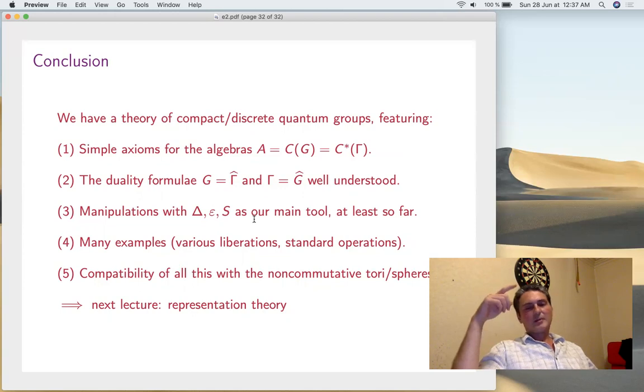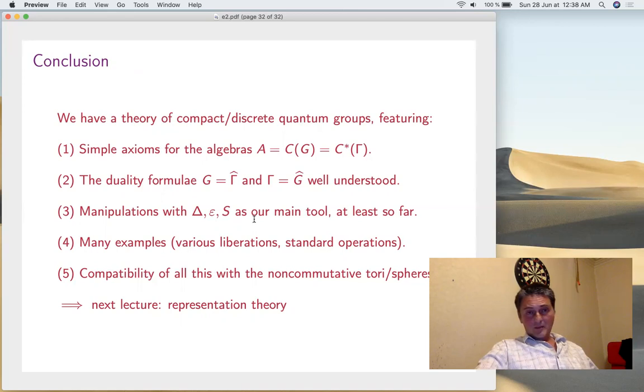As our tool, we have manipulations with delta, epsilon, S, which is pretty good. It's like group theory at the very basic level. That's what we're doing here too. We have our operations. Many examples, and that was the whole point of the presentation. Six operations, liberation, half-liberation. Very good. And all this is compatible with the tori and the spheres. That's important. With the tori, you look at this diagram, like this group to all subgroups. And with the spheres, we have this quantum isometry. So all this looks very good.